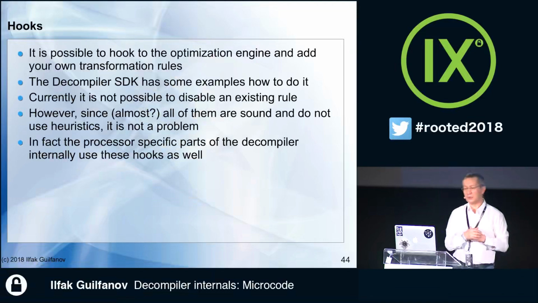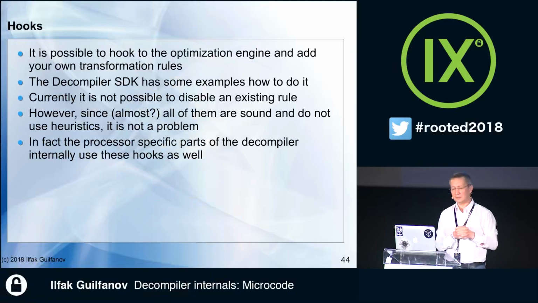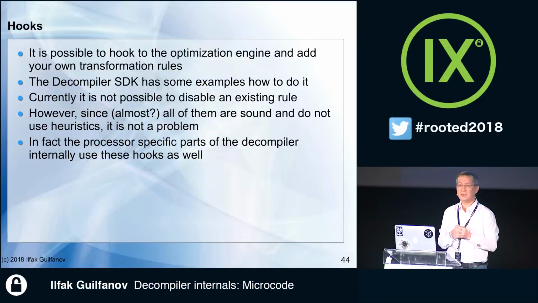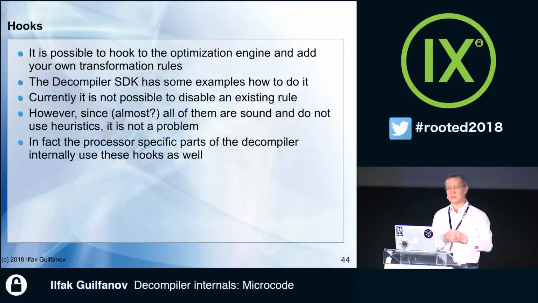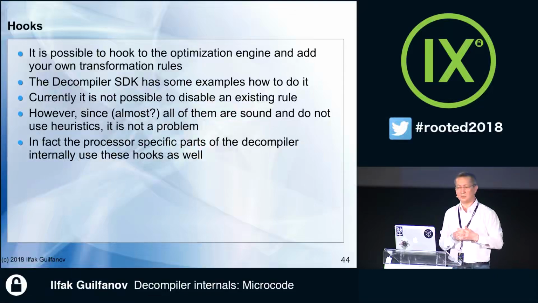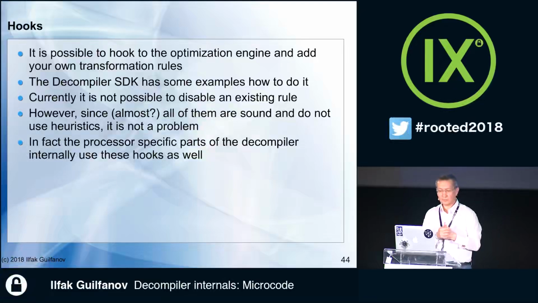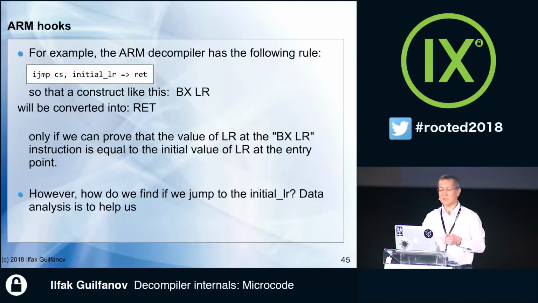So this makes things much simpler for us. Okay, now we have so many rules and so many transformations. What can you do with this microcode, and how can you play with it? In fact, it is possible using the SDK to hook to the optimization engine and to add your own optimization rules. You can say, for example, that if some conditions are satisfied, then you can simplify the microcode this or that way. In fact, such hooks are already used internally by the decompiler itself.